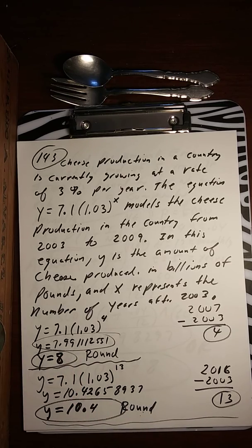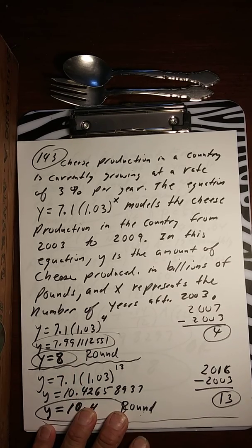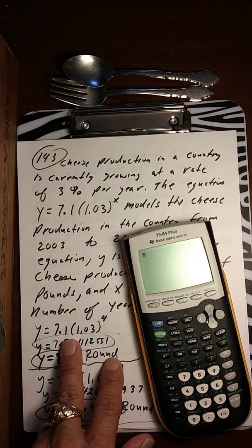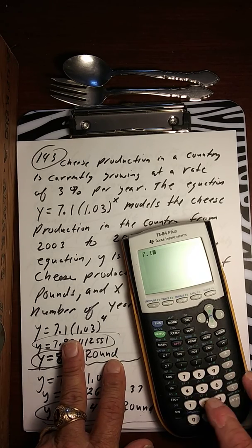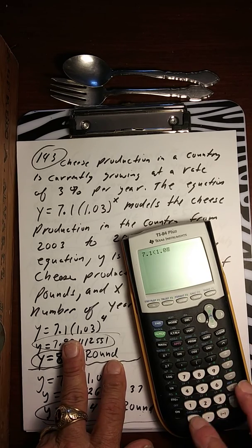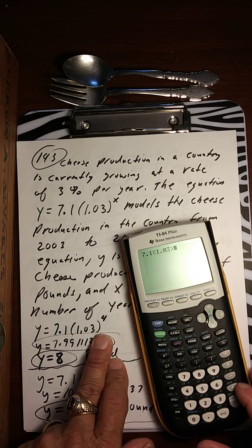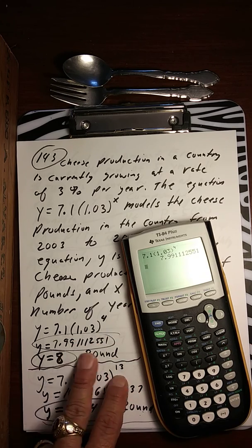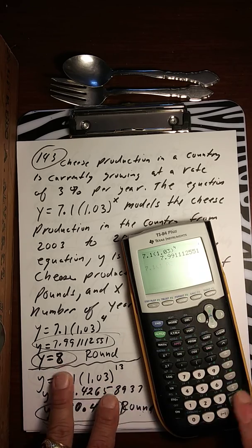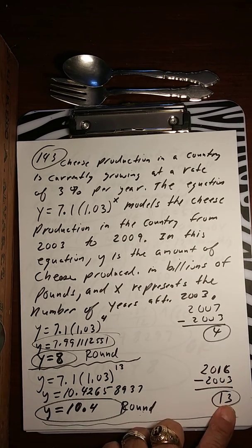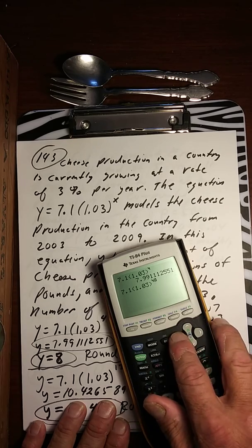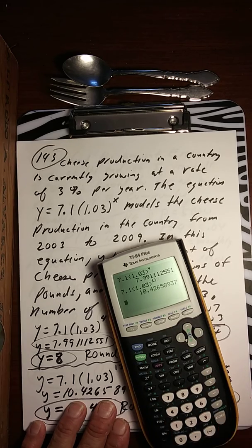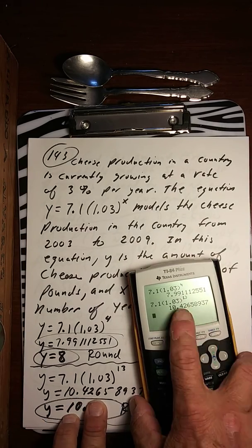How do you do it in the calculator? I'll show you real quick. You can go 7.1 parentheses 1.03 to the power of 4. That is the number right there, rounded to 8. Second one, they want to know in 2016, which is 13. So let's go back and replace this with 13. Run it. It's going to be 10.42, and so on. Round it, 10.4.